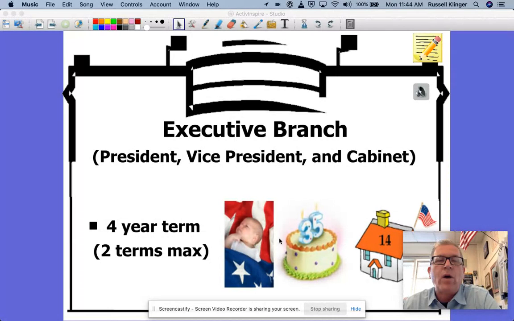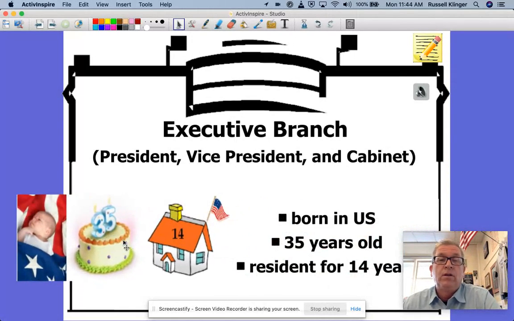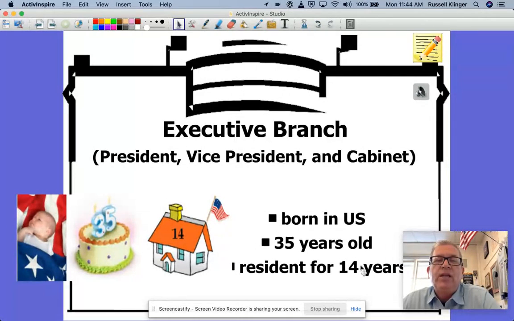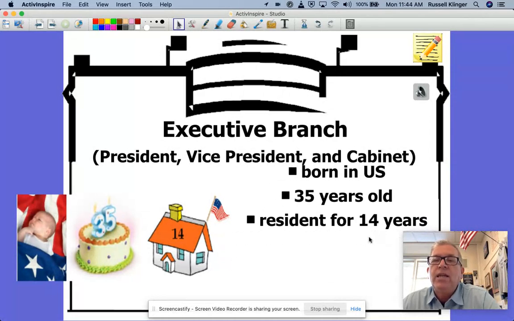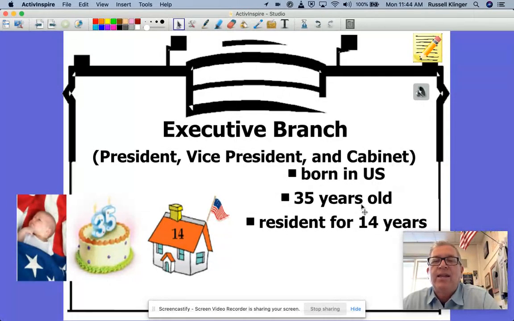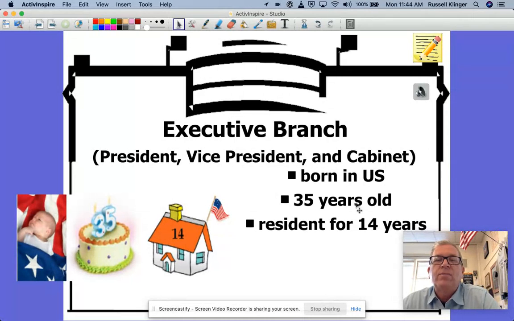Some qualification requirements. There are 3 actually for this. You have to be born in the United States to be president. Okay? You have to be born on American soil. You have to be 35 years old. That's the minimum age. And you have to have lived in the United States for 14 years, a resident of the United States. So in other words, you can be born in the US, be 35 years old, and have moved to Germany, right? Or Japan. Let's just throw those out there.